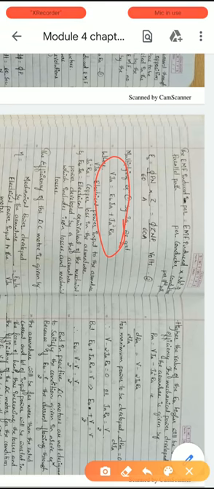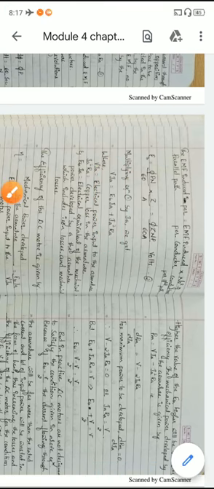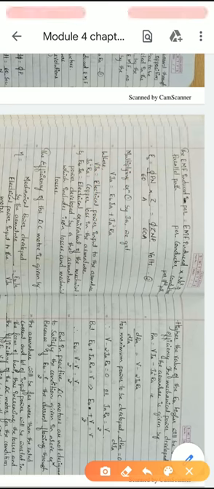It is power, right? V into IA, electrical power input to the armature; IA square RA, copper loss; EB into IA, electrical equivalent of the mechanical power developed, right? In the previous video I told you there will be some mechanical power developed to oppose the back EMF, right?